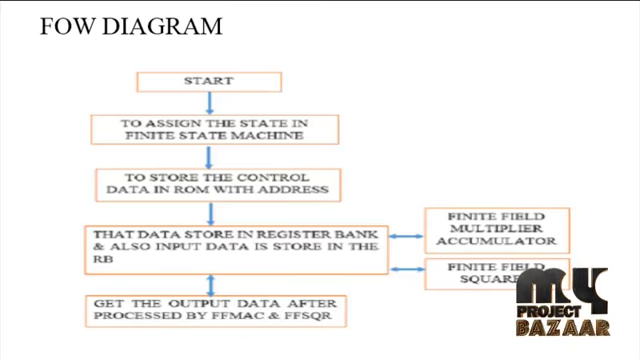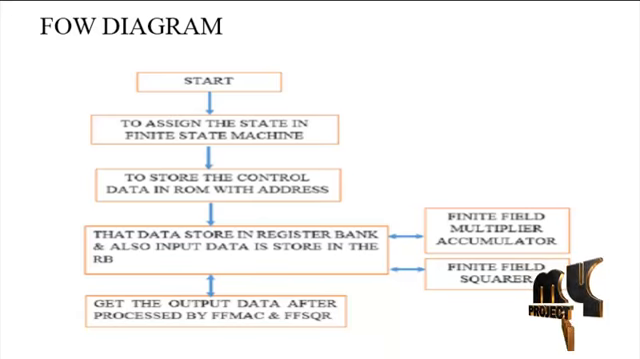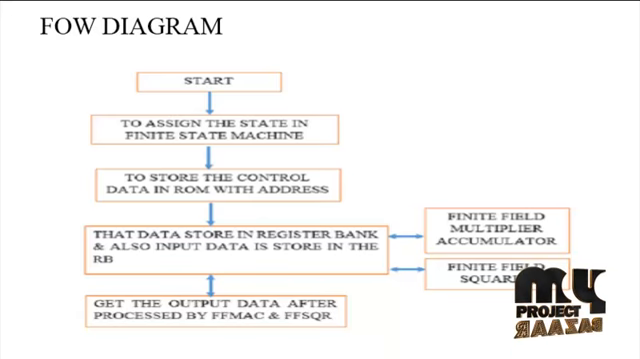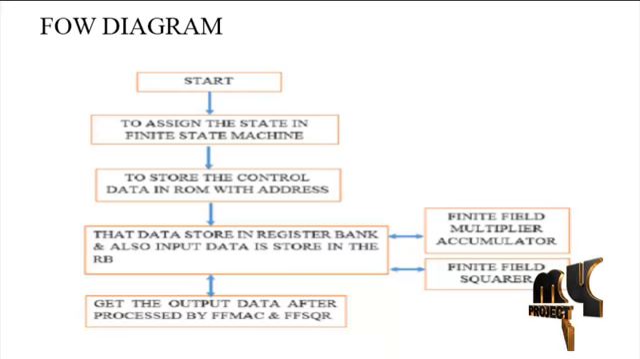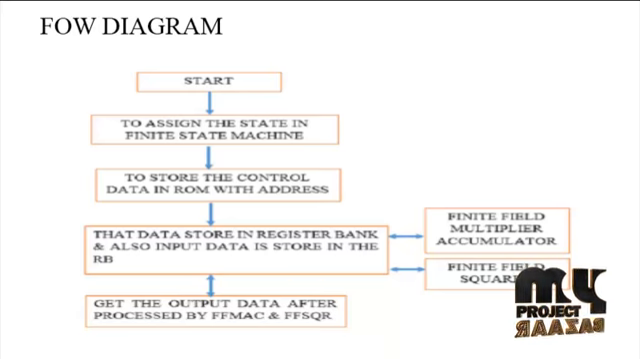Next we see the flow diagram of our product. In this flow diagram, first the address data is fed into the finite state machine. The finite state machine is a system whose design is very simple, and its purpose is to introduce the idea of converting an FSM.